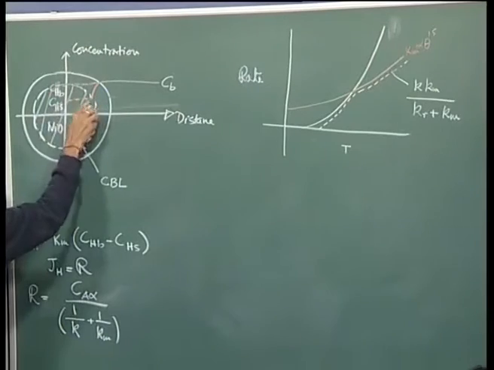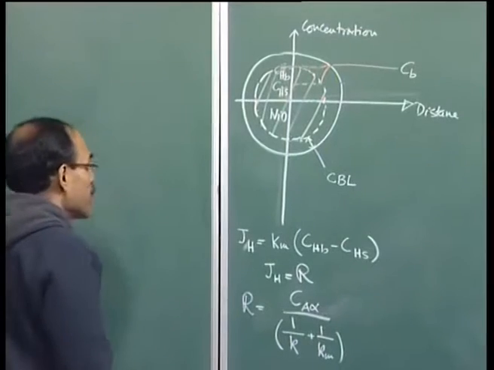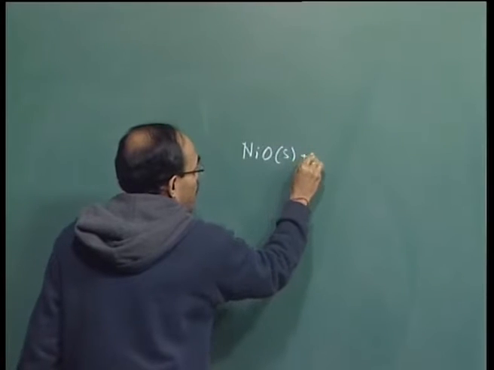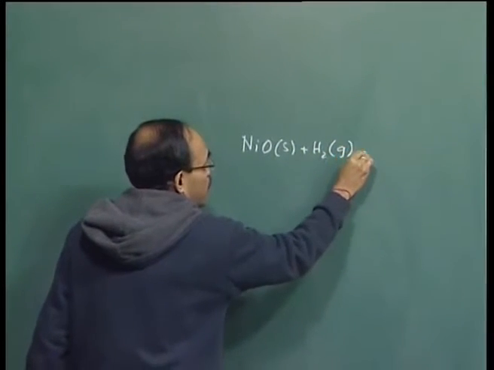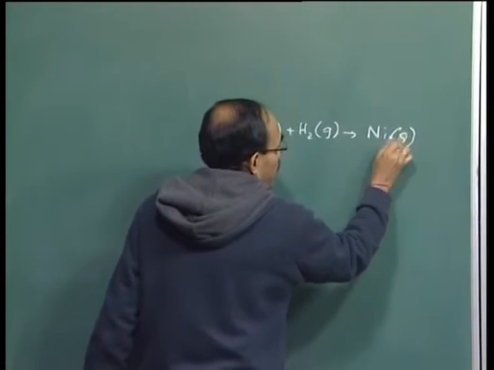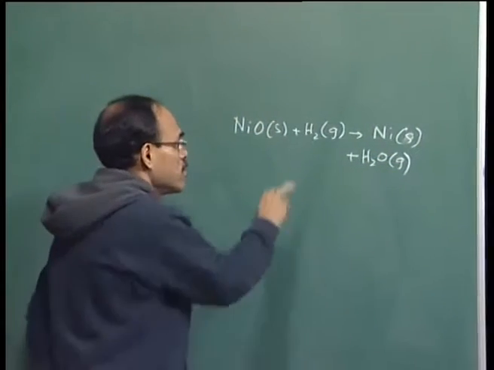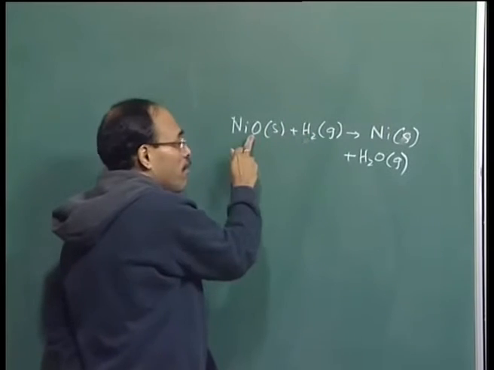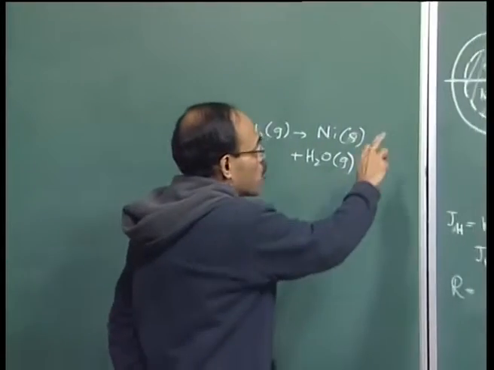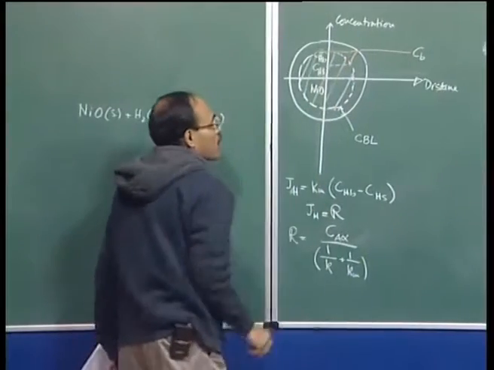gradually to a surface concentration which is equal to C sub Hs, which I have represented as the partial pressure of hydrogen, if I would have written the same equation as nickel oxide solid plus hydrogen gas giving rise to nickel as solid and H2O as gas. So the rate of the forward reaction is represented in terms of CHs, if activity is equal to 1. What is shown here is how the concentration from the boundary layer gets to the surface concentration.